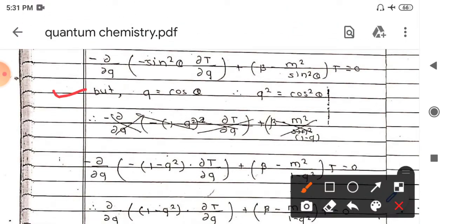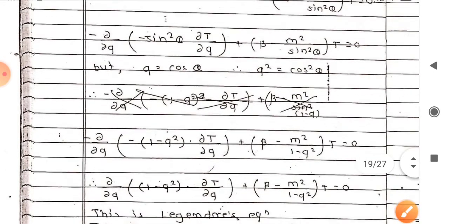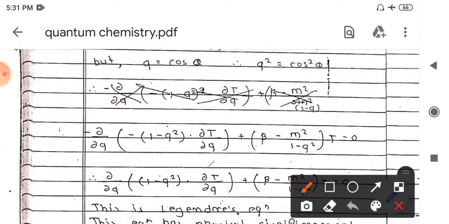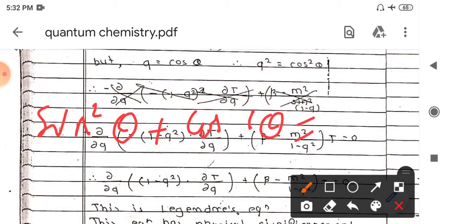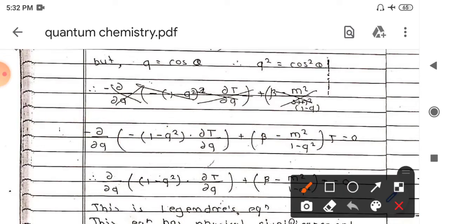But we have already assumed that q is equal to cos theta. So q square is cos square theta. Okay, and there is one rule in trigonometry, that is sine square theta plus cos square theta is equal to 1. In the initial mathematical lectures, we have seen this trigonometric rule. So for q square, it is equal to cos square theta, but we can convert this as 1 minus q square.